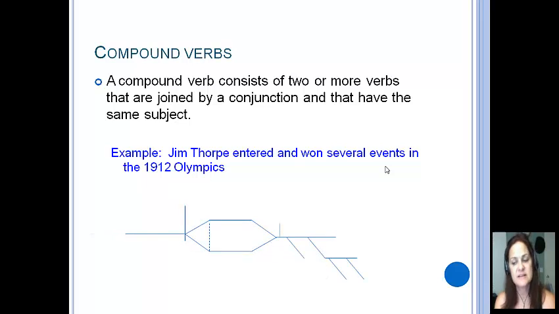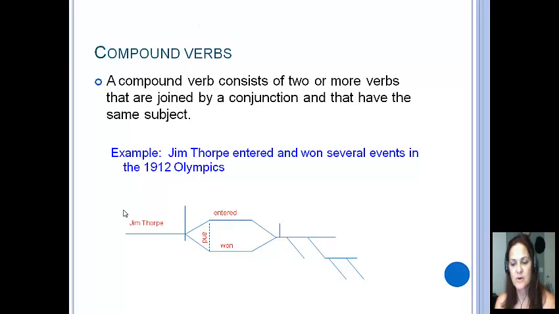So let's look at this diagram. It's a little more complicated, but we're going to be focusing just on the compound verb. So we have here my subject. My complete subject is Jim Thorpe. Then we have my vertical line that indicates the division between the subject and the predicate. Now, our verbs are entered and won. So we have entered, won, and then we have our conjunction here.